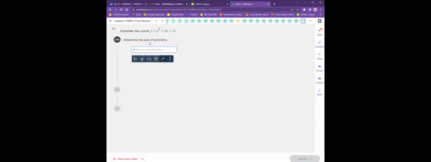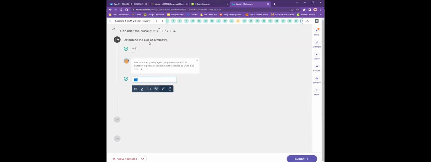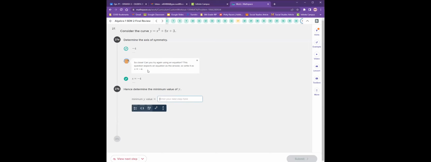Negative 4. I agree. It's an equation though, so it should be x equals -4. Determine the minimum y value, so you plug it in. Negative 4 squared plus 8 times negative 4 plus 3. So that's 16 minus 32 plus 3, which is negative 13.